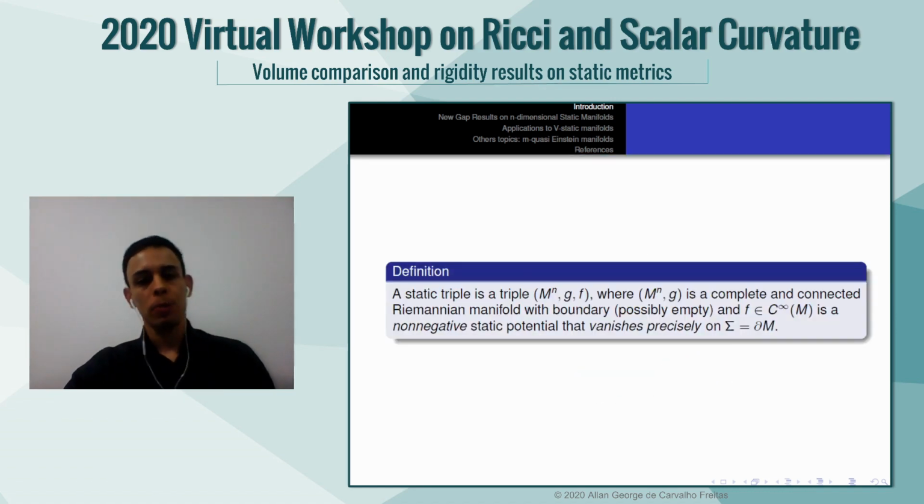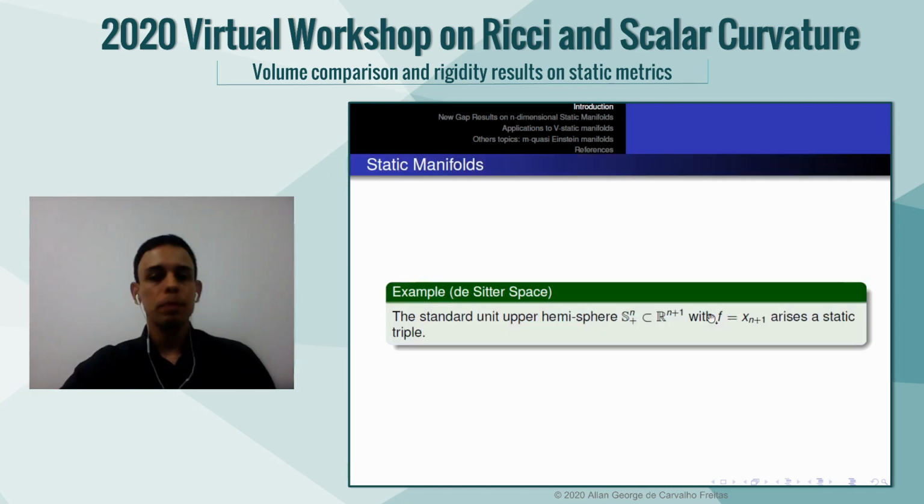Okay. And to fix the notation, a static triple is a complete, connected Riemannian manifold where the static potential vanishes precisely on the boundary of this manifold, and this potential is non-negative. The main example of a static manifold is the standard upper hemisphere, where the static potential is just the height function.